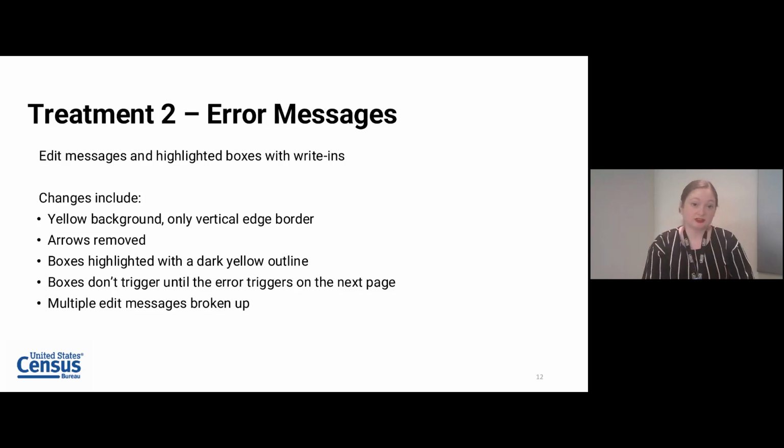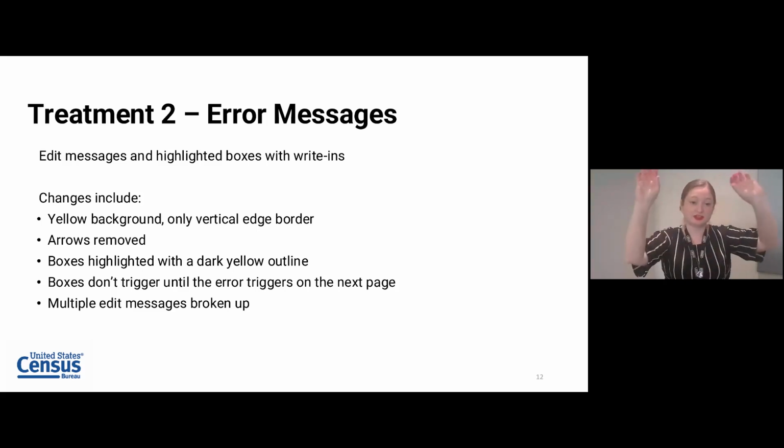Treatment 2 is going to do both edit messages, so the stuff you get in the banner, and then also the stuff you get when you trigger an error. So what happens when you trigger an error? Let's say you clicked into a race box and you didn't answer. When you hit next, you're going to get an arrow, you're going to get a box, and then it's going to have a banner on top.